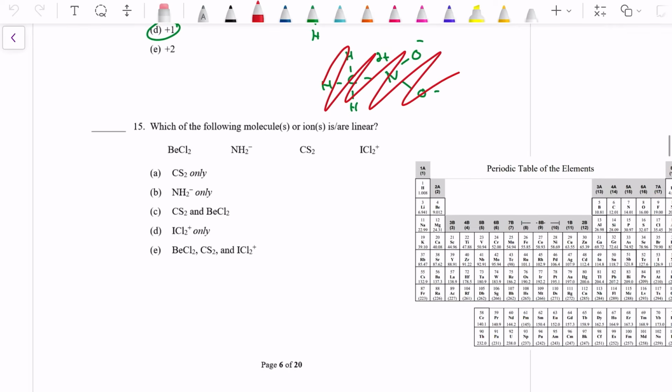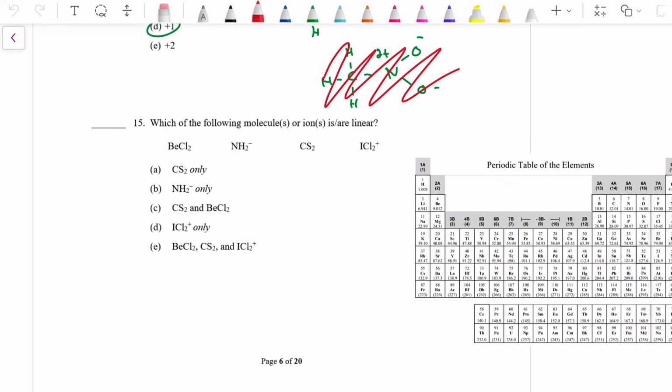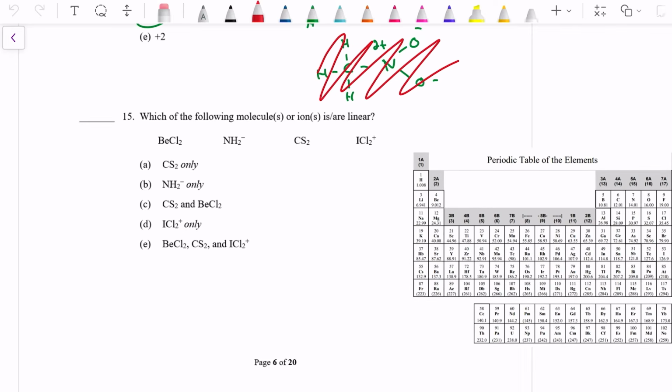15. Which one of the following molecules or ions are linear? So let's just go through each of these answer choices. The first one, beryllium dichloride. So beryllium, it's right there. It's got a 2+ charge. And it's going to be sandwiched between 2 chlorine atoms. This has no lone pairs, so there are no other electron dense groups on this beryllium, such as a lone pair. So that's 180 degrees, so that's linear.